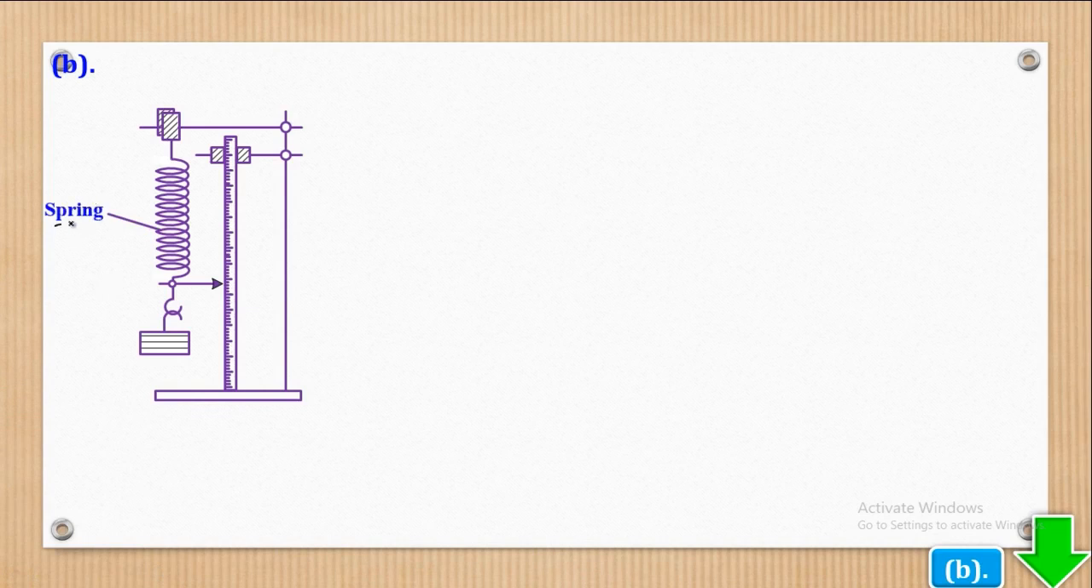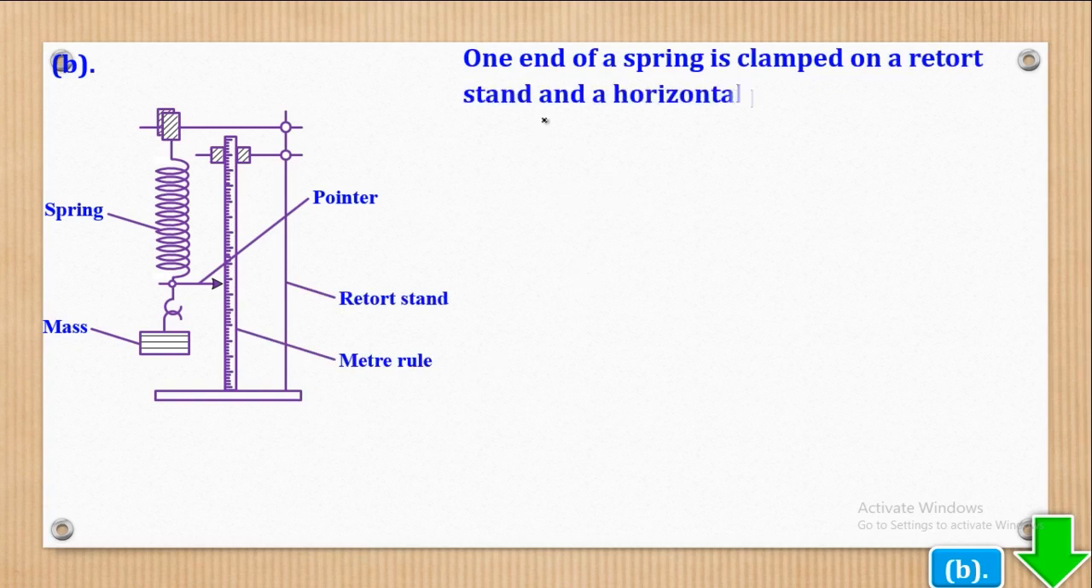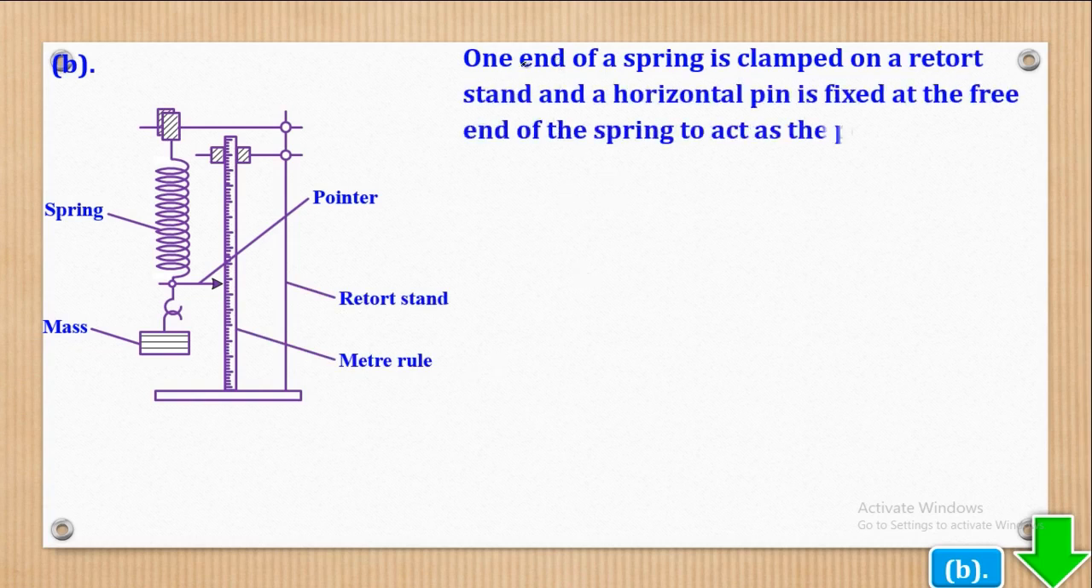Now we shall go and label the essential parts. So this will be the spring, helical spring. These are the masses. And this is the pointer. This is the retort stand. And this is the meter rule. So we shall start by saying that one end of a spring is clamped on a retort stand and a horizontal pin is fixed at the free end of the spring to act as a pointer, as you can see here.